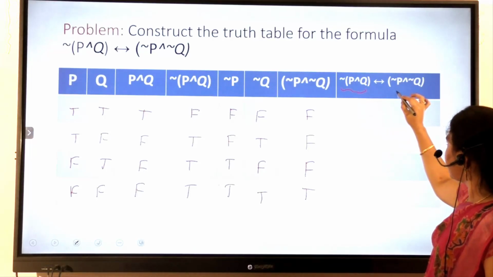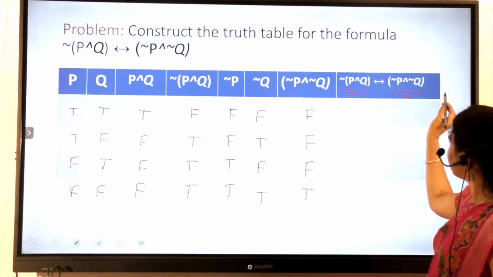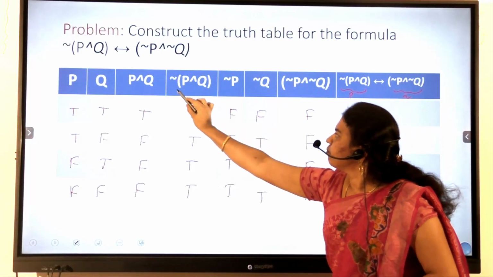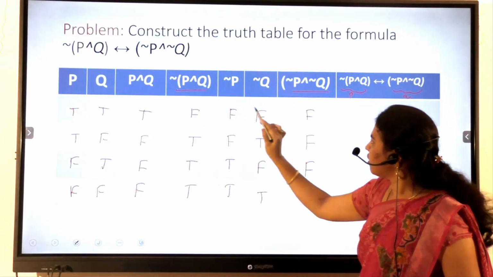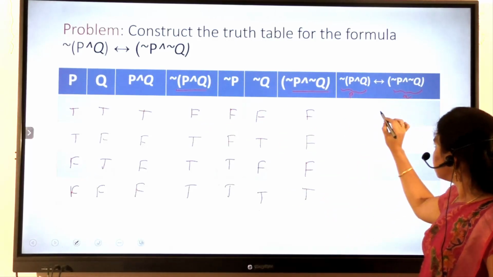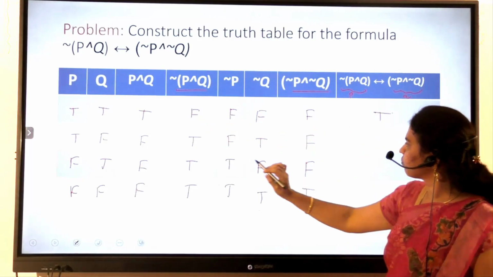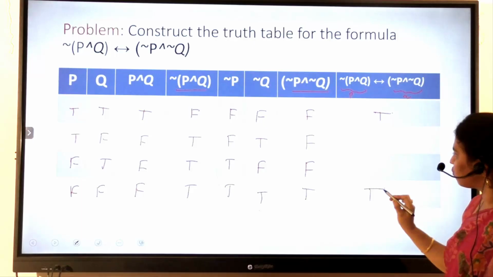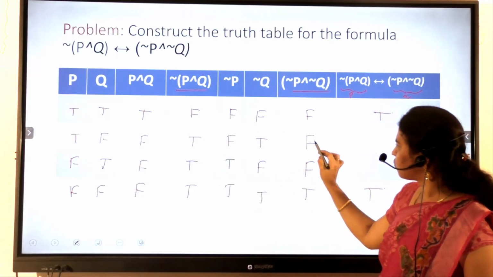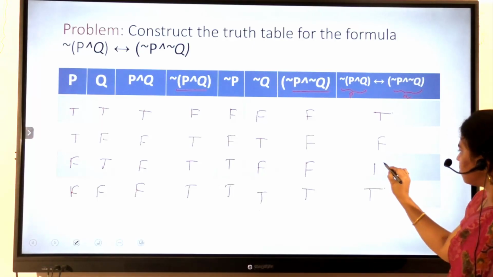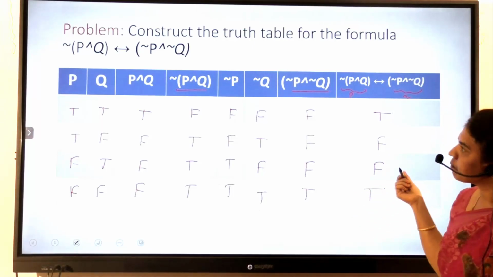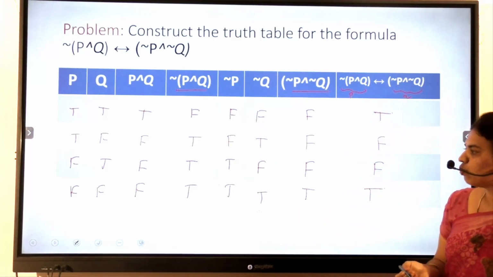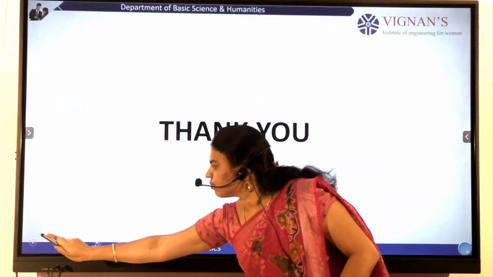If you treat it as P and it is Q, then find out the truth values for P if and only if Q. If both the statements are identical, false and false, the truth value for this one is true. And true, true, the truth value for this is true. In the remaining cases, this one is false, and true, false, these two are false. This is the negation of (P and Q) if and only if negation P and negation Q. Thank you.